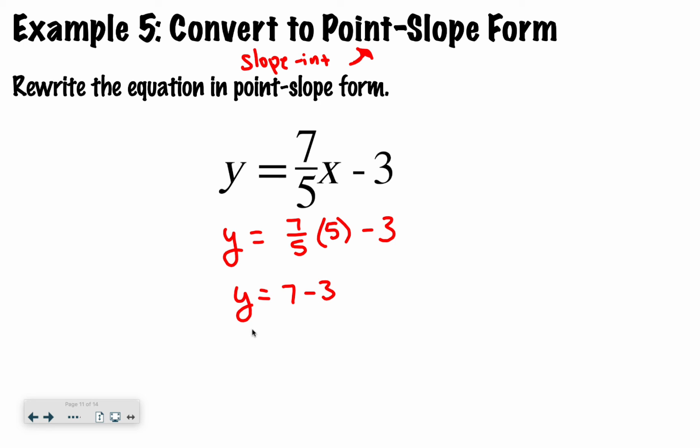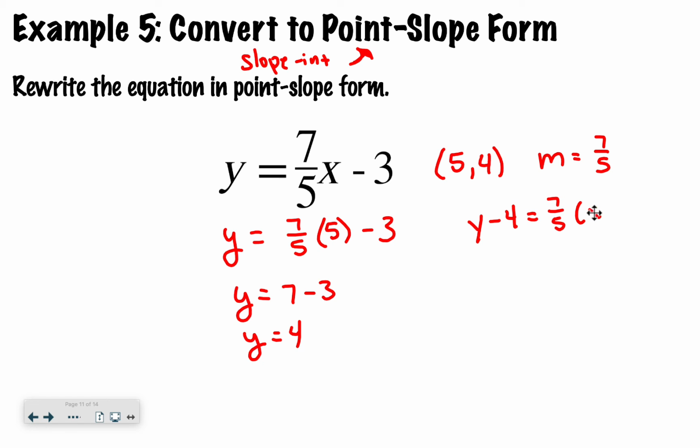So then we have 7 minus 3, which is just 4. So now I know that y equals 4 and x was 5. So my ordered pair is 5, 4. And then my slope is that 7/5. So if I want to write point slope form, I say y minus my y value equals my slope times x minus my x value.